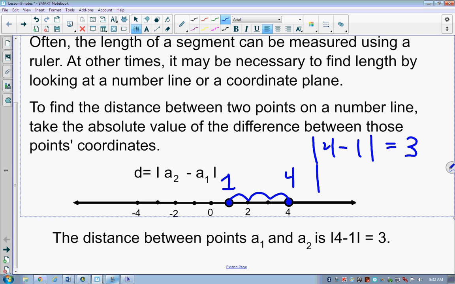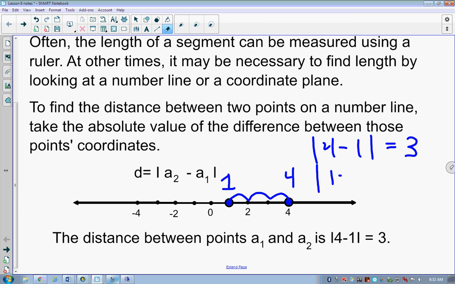The absolute value of 1 minus 4, okay, is still 3. Because 1 minus 4 is negative 3, and the absolute value of negative 3 is 3. Distance is always positive. That's why we use absolute value signs. Okay? You follow me so far?